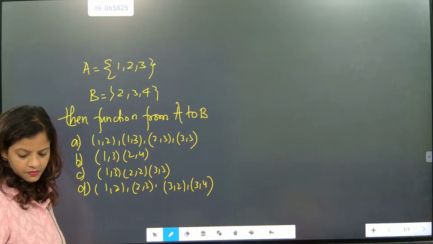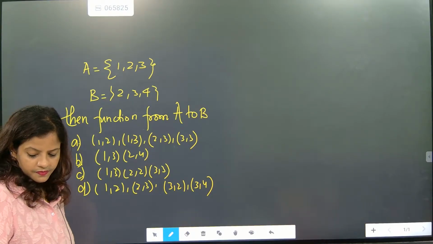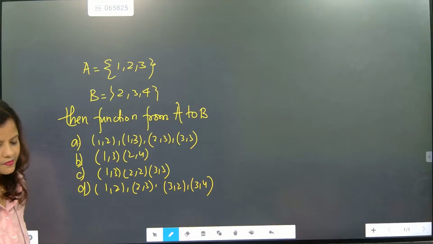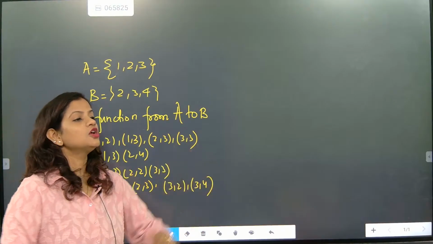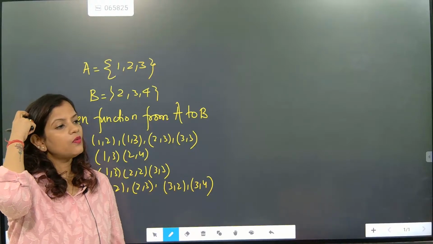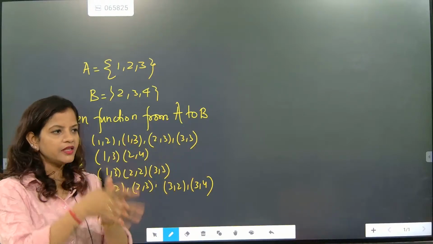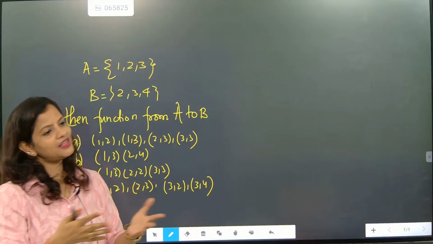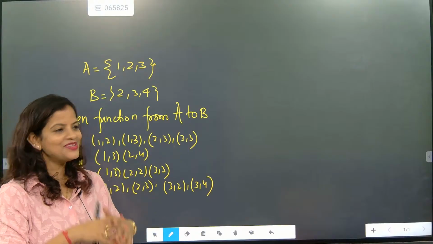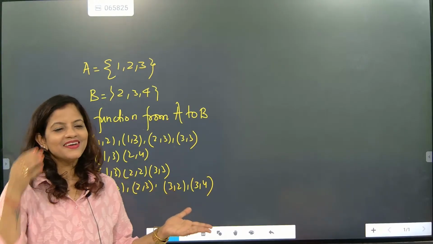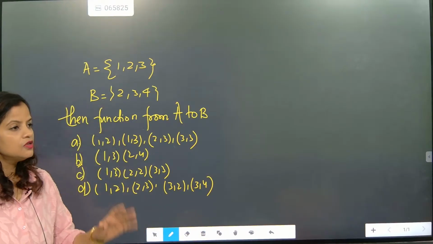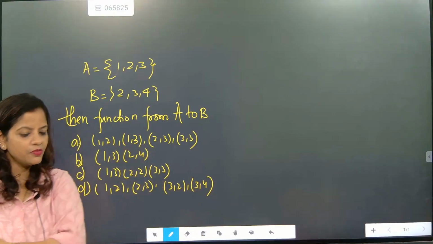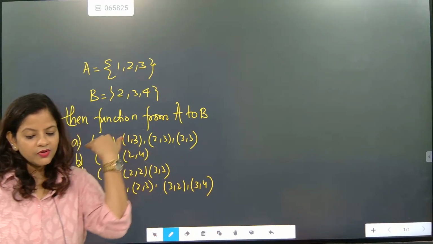Option D. Now let's see the right answer. How many of you said option A? Raise your hand. Some say option A, some say option B, and some are telling option D. So some people are saying option A, some option B, some option D. Okay, you take all the options.